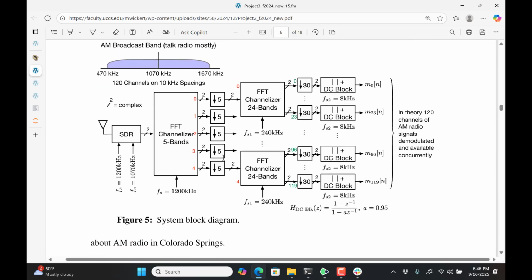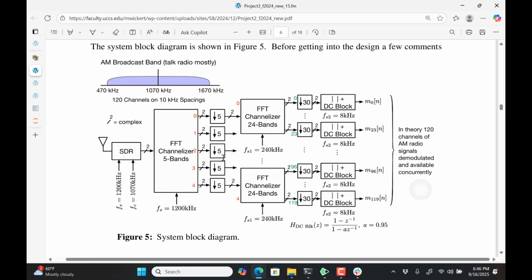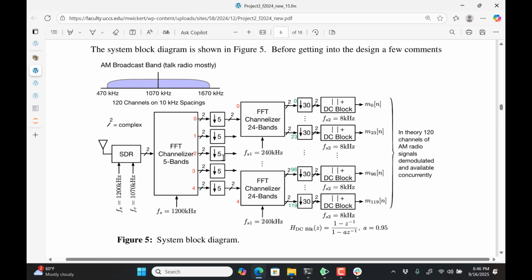So in this particular picture, instead of thinking of 0 as being 0 hertz and being conjugate symmetrical about 0 hertz, what we're going to do is see the radio signal.